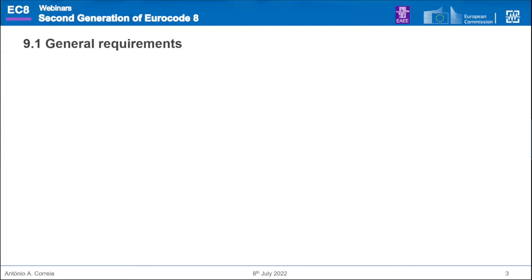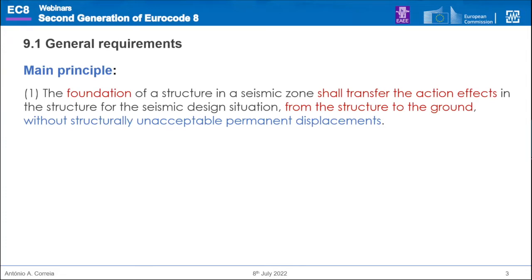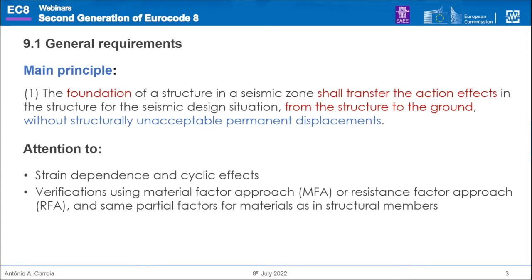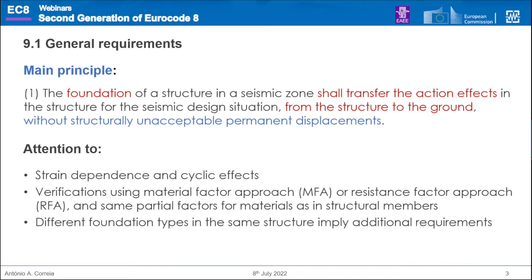Now, in terms of the general requirements, the main principle for the foundation system is that the foundation should be able to transfer the action effects from the structure to the ground, resulting in permanent displacements which are small enough to be acceptable. And so a number of particular points should be paid attention to, among them the strain dependence and cyclic effects, which was already mentioned a little bit, the verifications using either the material factor approach or the resistance factor approach, as well as the same partial factors for the materials as they are used in the structural design.